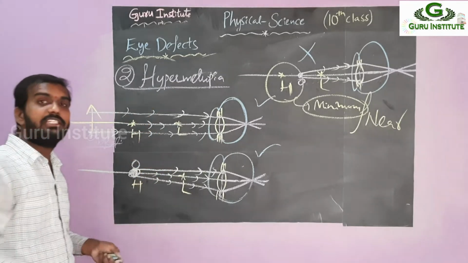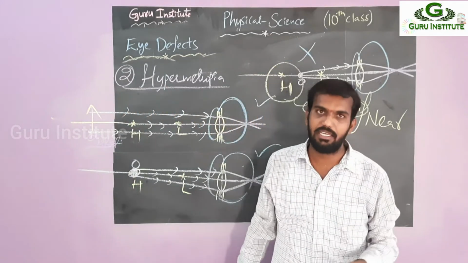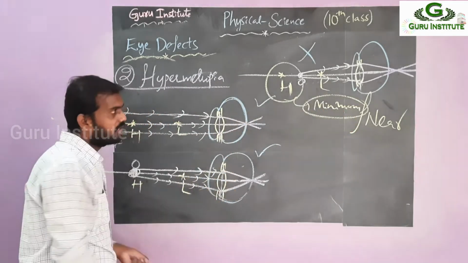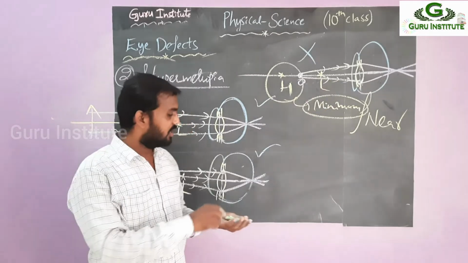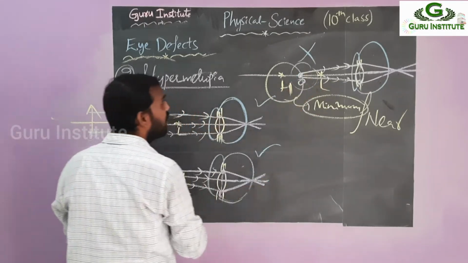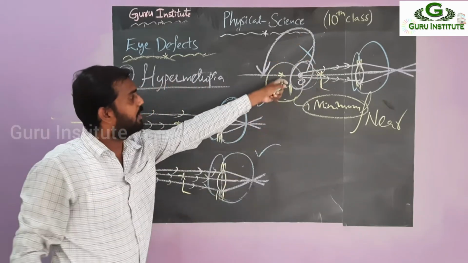Then a hypermetropic person can see only the far distance. That's why it is called far-sightedness. Then how can you correct it? Simple logic. This is over, this is over. We have to correct this one only, right? So then what do you have to do now? These objects, you have to shift from here to after H. From H to after H.